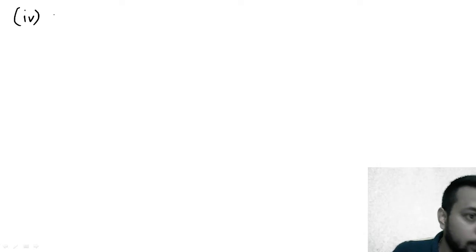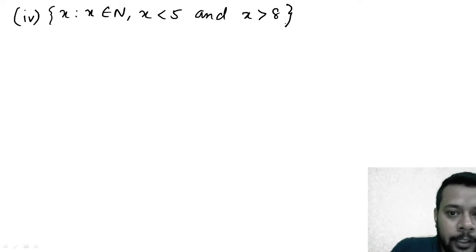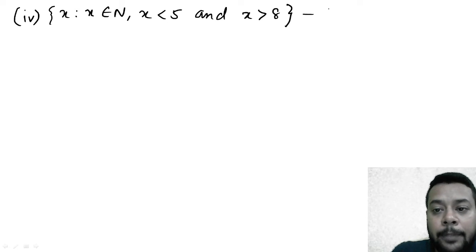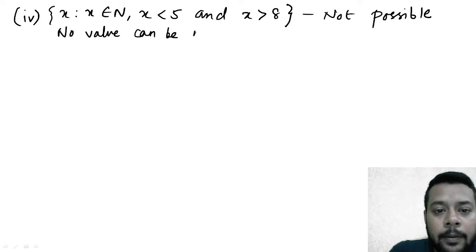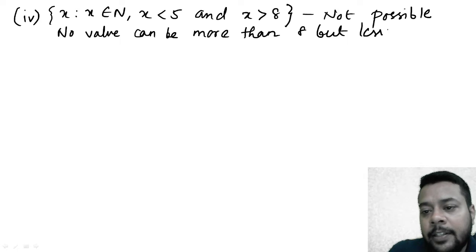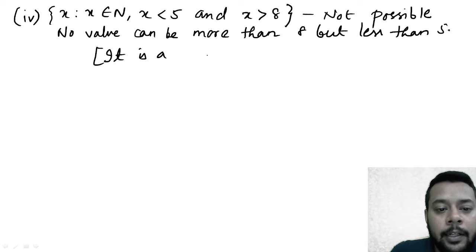If I talk about the next sum, sum number 4, x belongs to natural number, x less than 5 and x greater than 8. Try to understand. The value has to be less than 5 and also it has to be greater than 8. Is it possible? Not possible. No value can be more than 8 but less than 5, right? So obviously it is a null set.